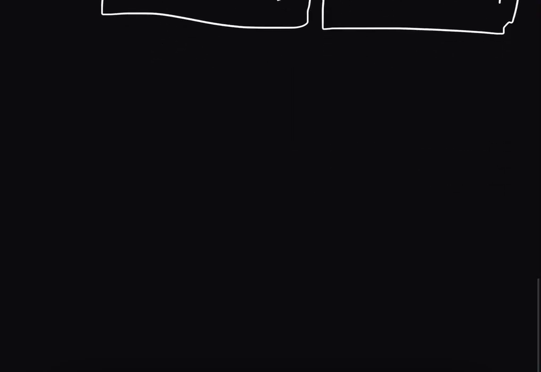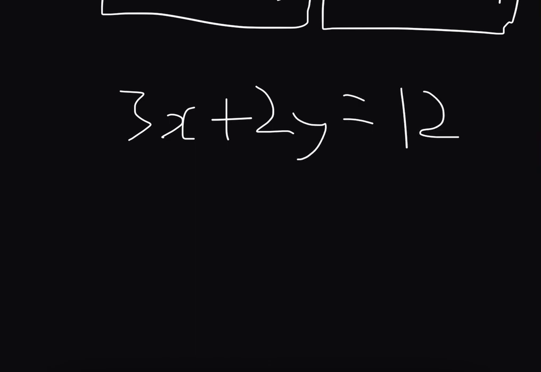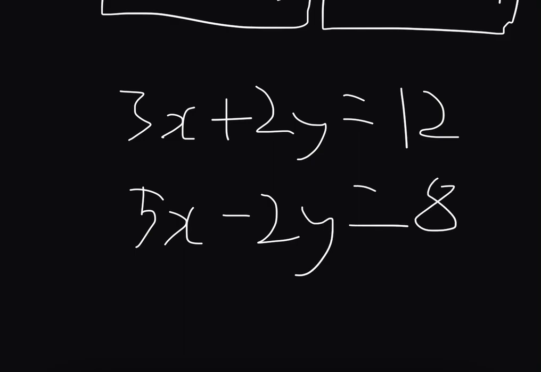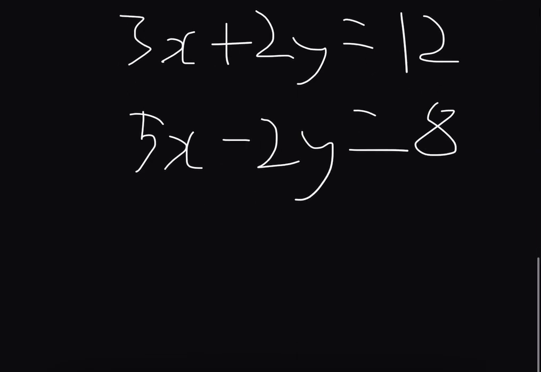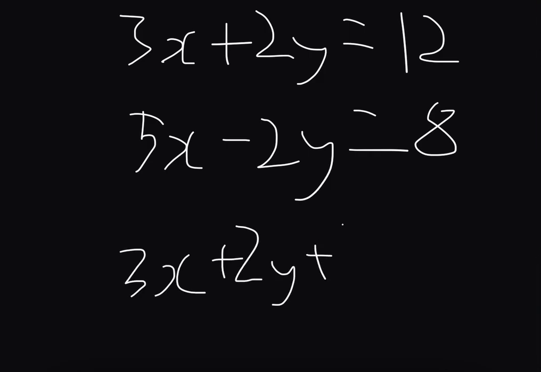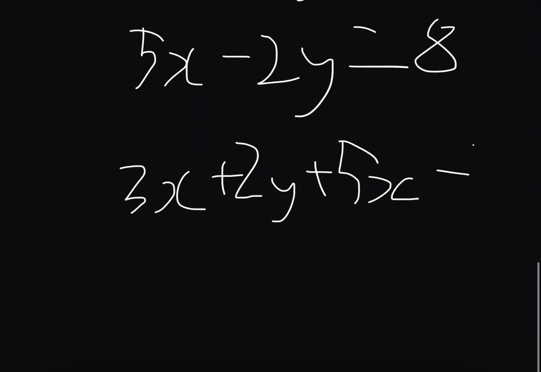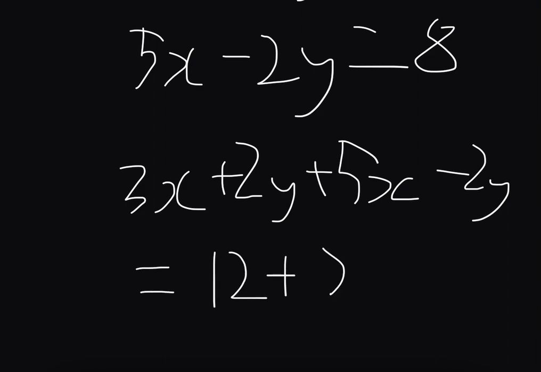Now let's look at elimination. Let's have a new equation here: 3x plus 2y equals 12, and 5x minus 2y equals 8. So here we can just add the two equations to eliminate y. If we add these together, we'll get 3x plus 2y plus 5x minus 2y equals 12 plus 8.